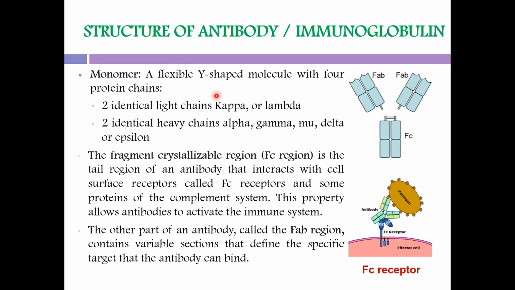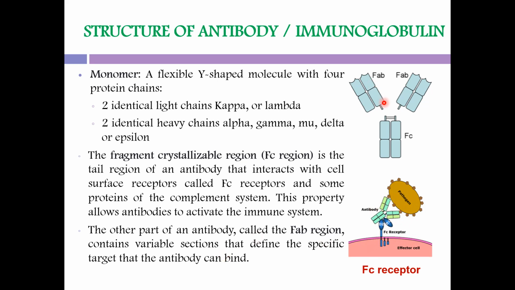So as I told you, the immunoglobulins are Y-shaped molecules, four protein chains, two light chains, two heavy chains. What is the Fc region? This is the Fc region. The Fc region is the region of the antibody that interacts with cell surface receptors called Fc receptors and some proteins of the complement system. They actually attach some proteins of the complement system. This property allows the antibody to activate the immune system.